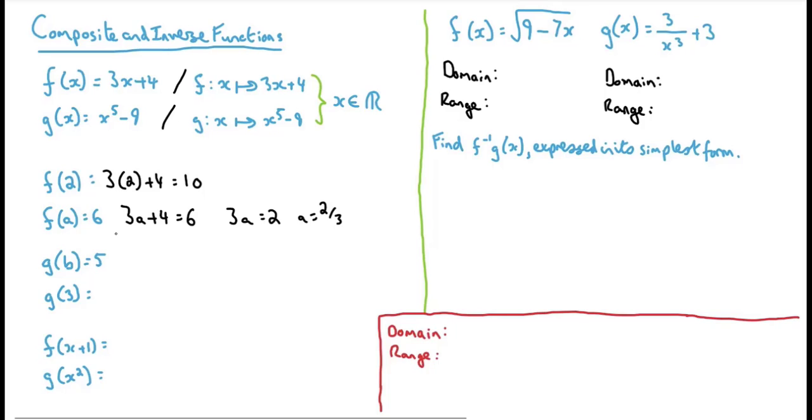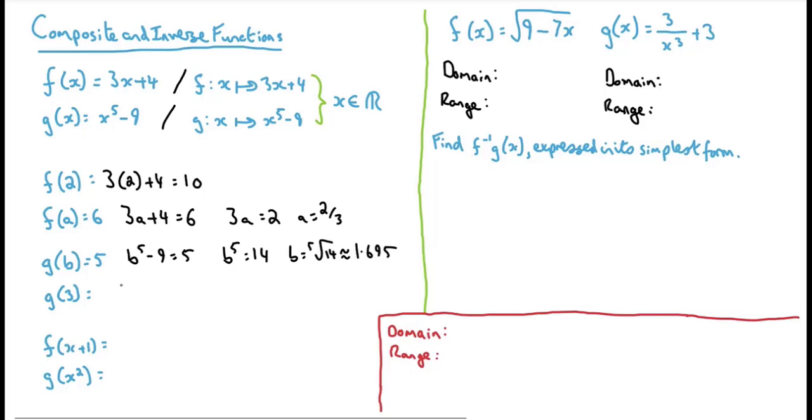We could then apply those same principles to the g function. So if we've got g of b equals 5, then we'll say that b to the power of 5 minus 9 equals 5. Add the 9 over, so b to the power of 5 equals 14. And so b would equal the 5th root of 14, which will be approximately 1.695.